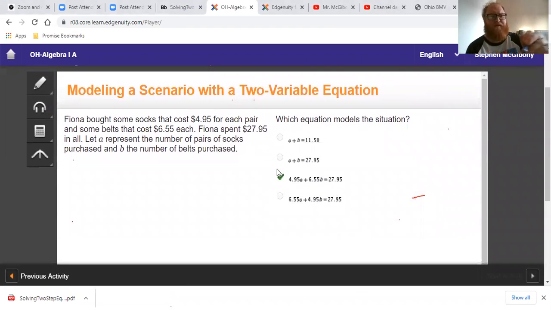All right, this one is a little simpler. We have socks that cost $4.95. I don't know why they use A and B here. I would use S and B for socks and belts, but $4.95 for every sock, and A is the number of socks. So $4.95 goes with A. $6.55 goes with belts, which is B. So we want to choose the third option here.